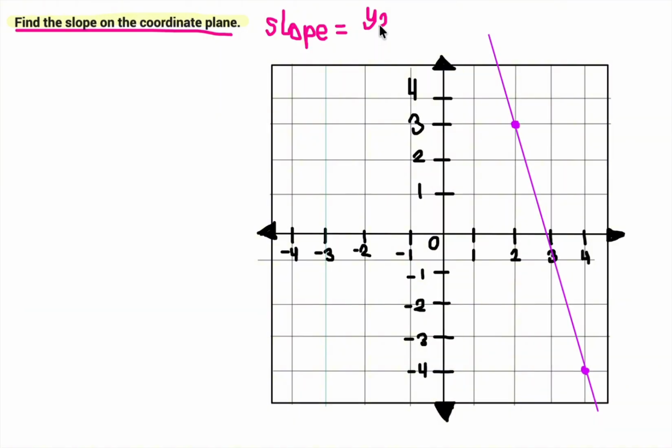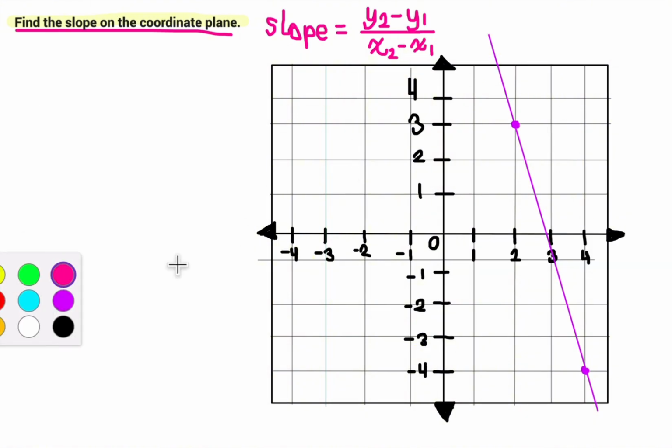Our formula is going to be y2 minus y1 over, or you can say divided by, x2 minus x1. And you may be wondering, what are all of these numbers? What are we going to use them for? So I'm going to walk you through using this formula by looking at the coordinate plane below.